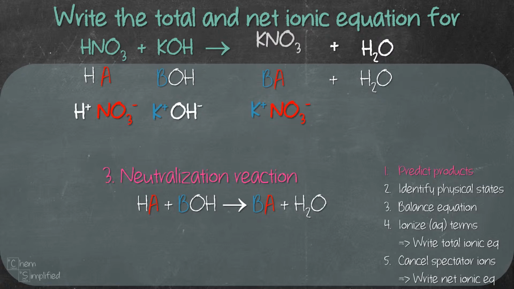BA is going to be KNO3. You want to be careful when you're writing out the formula for an ionic compound. Make sure you pay attention to the charges. In this case, this is a simple clear-cut KNO3. But sometimes you have different charges and the formula is going to come out differently.